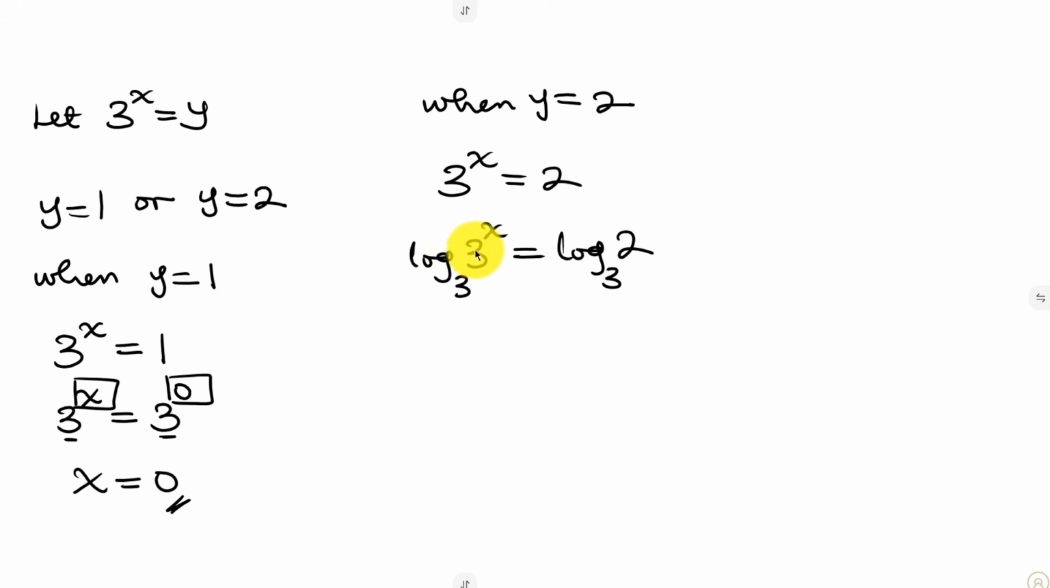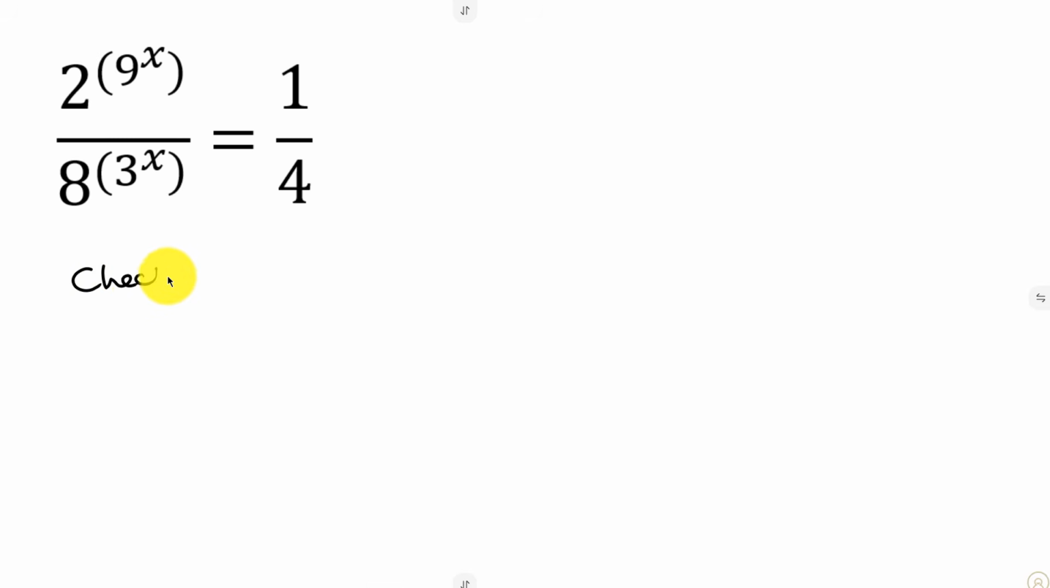Now, since the base here and the base here are the same, the law of logarithm says we take the power, which is x, and this is equal to log 2 base 3. So we have two values for x: x equal to 0 and x equal to log 2 base 3. Now let's check our solution.